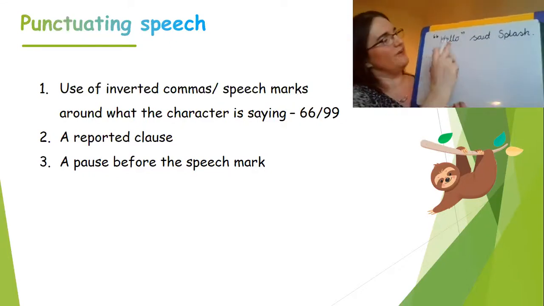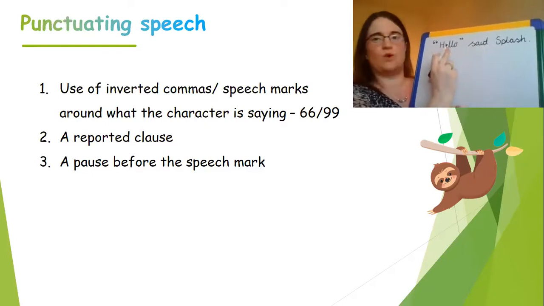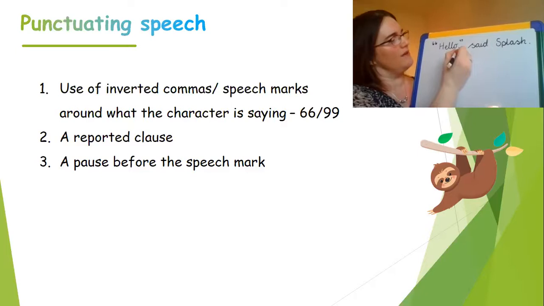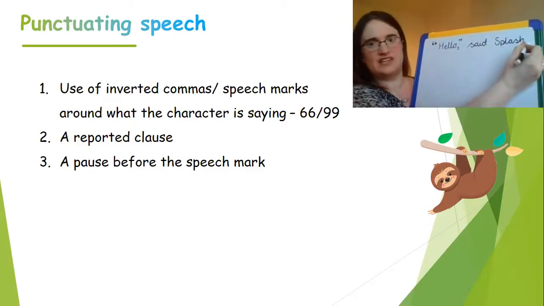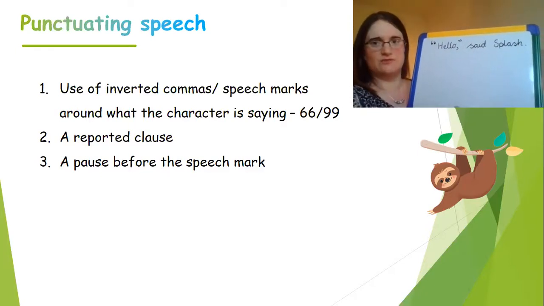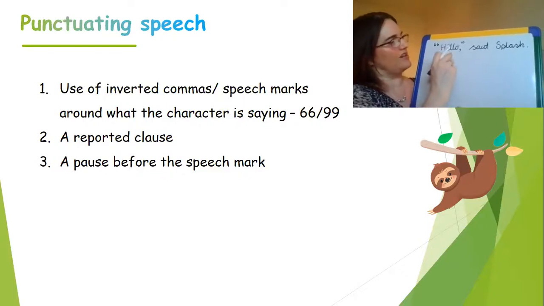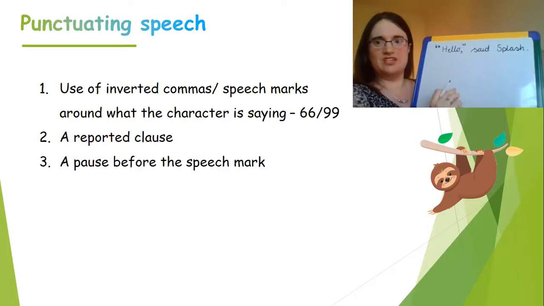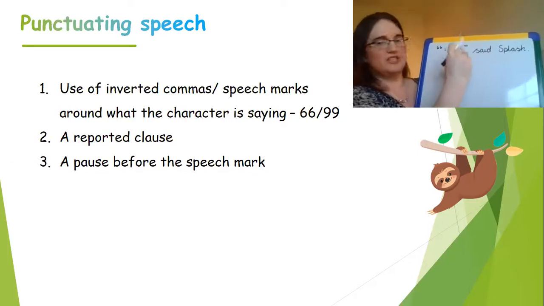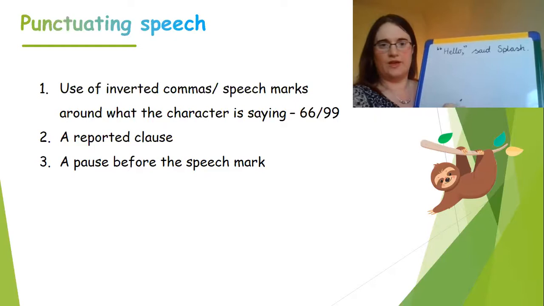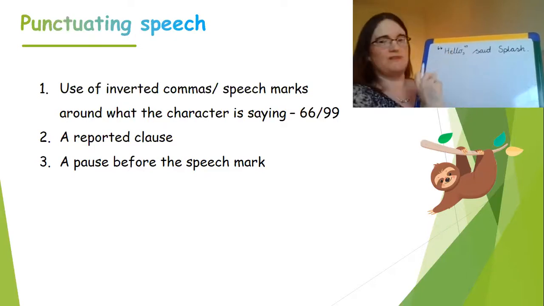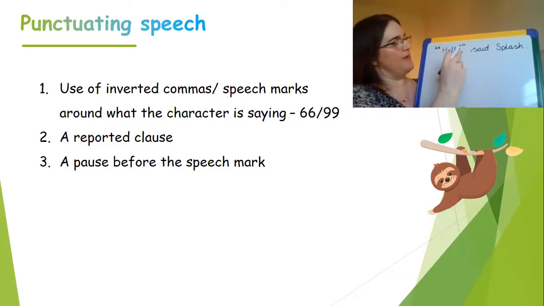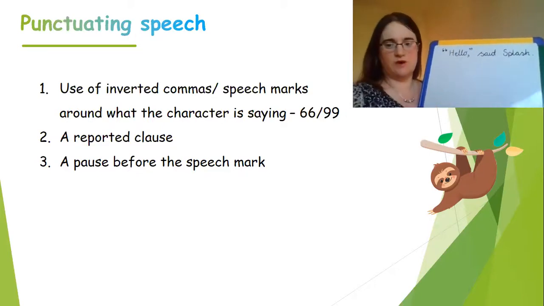Now if the reported clause is coming after what we said, and this should really be a full stop, we use a comma because we haven't actually finished our sentence, because our sentence doesn't finish till the end of the reported clause. If this was a question, we would put a question mark in before our speech marks. If it was an exclamation, if it was wow, we would put an exclamation mark in there. Okay, so there's always a pause before each speech mark. So there'll be a pause over here from the end of the sentence before, and there'll be a pause before we close the speech marks.